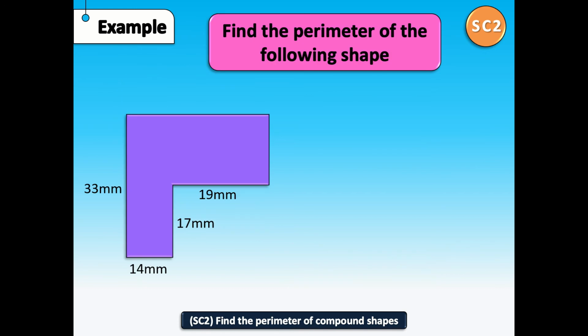Here's another example. So I want to find the perimeter of this shape. So I've got two missing sides, so I need to work out what those are first. So this side would be 33 millimeters, because it's going to be 14 millimeters plus 19 millimeters. And this side would be 16 millimeters. 33 millimeters take away 17 millimeters.